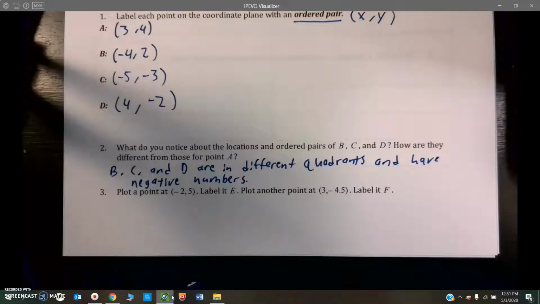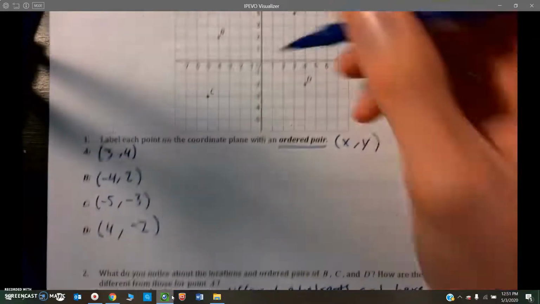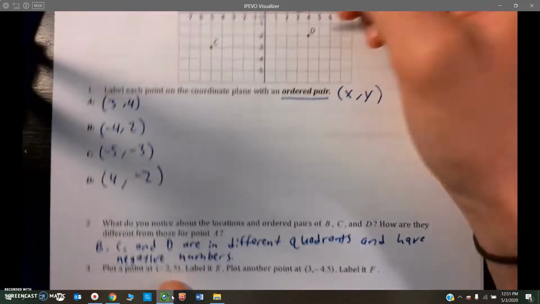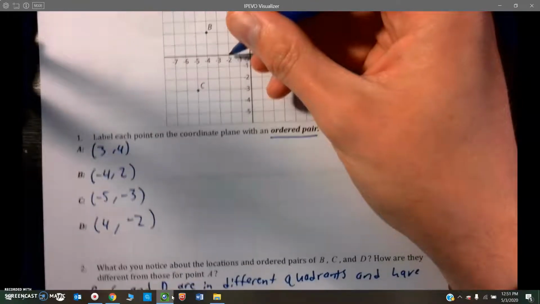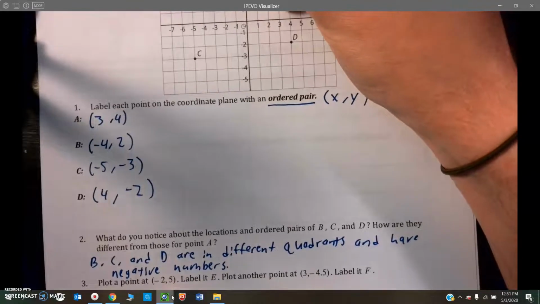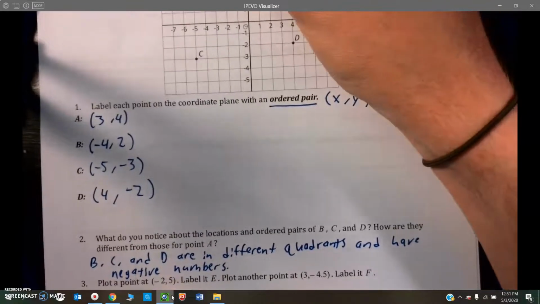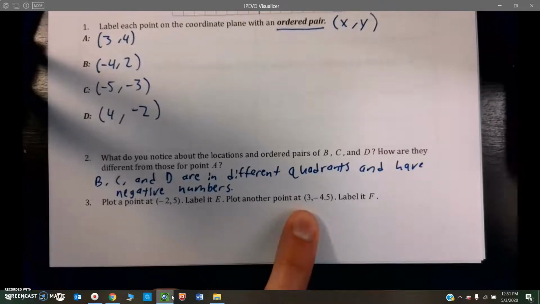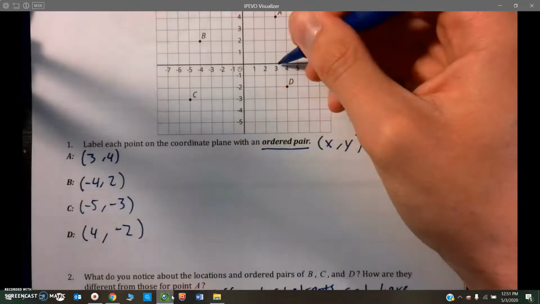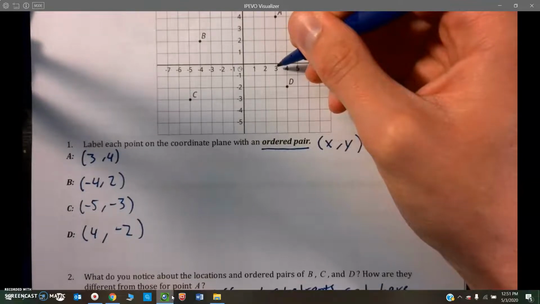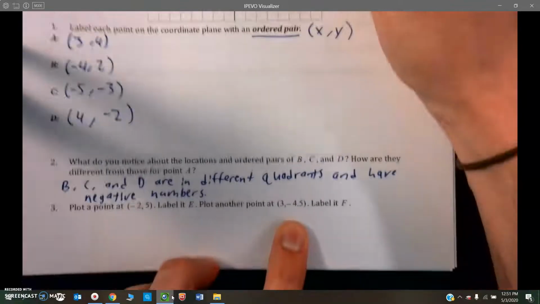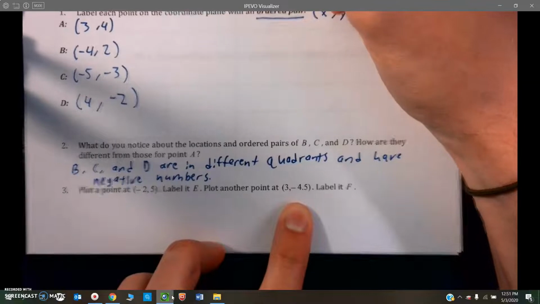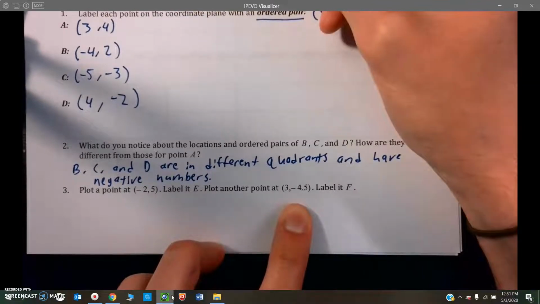Now it says plot point negative 2, 5, and label it E, and plot another point at 3, negative 4.5, and label it F. Okay, so negative 2, so the first number is the x. So back 2, and then up 5. And this is our E. And then F is positive 3, so forward 3. And then down, because it's negative, down 4.5. Here's F.